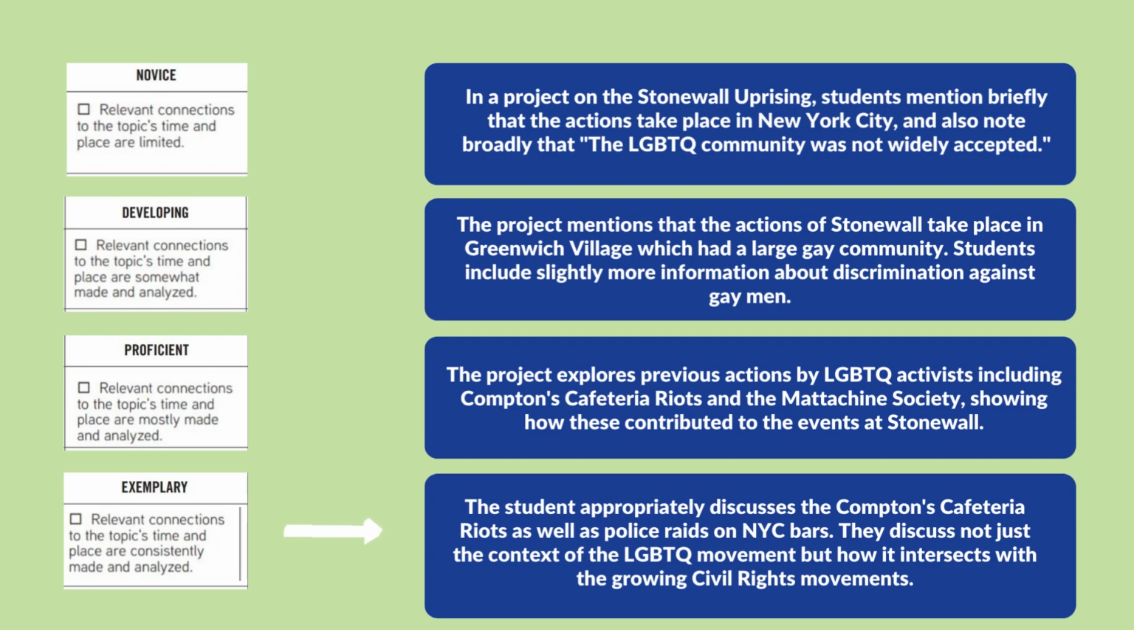An exemplary project will include most appropriate connections. The student might go in depth on both Compton's cafeteria riots as well as police raids in New York City bars. They might then describe the greater context of the LGBTQ movement as part of the growing civil rights movement. As you consider context, keep in mind that different project media types will allow students to show the idea of connection in different ways. For example, a paper will clearly describe the context connection to the event, while an exhibit board might use visual elements such as arrows to describe connection.